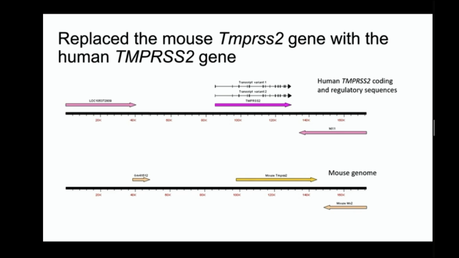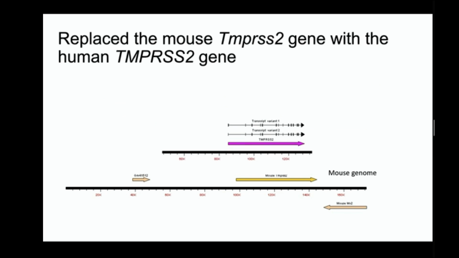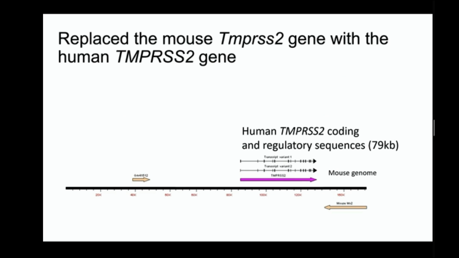So replacing the mouse TMPRSS2 gene was very similar. We crossed the appropriate region. We were able to make the cross. We got the ESCs, the genomic sequence confirmed that it was correct, but we didn't get germline transmission. So in doing this as quickly as possible, we skipped a few quality control steps, and it turns out that the ESCs that we had generated had other chromosomal abnormalities.